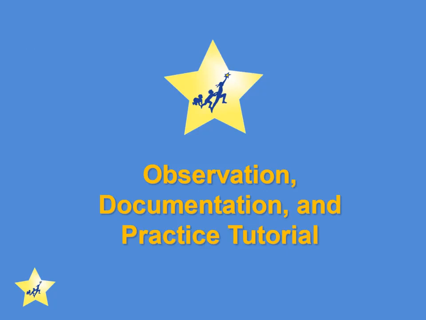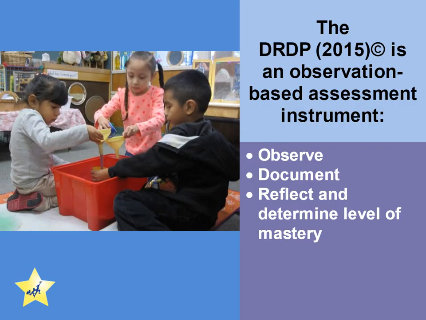The DRDP 2015 is an observation-based assessment instrument. In order to rate measures on the DRDP 2015, teachers observe children and collect documentation of growth and development over time during the course of the daily routine. Periodically, teachers reflect on what the collected evidence tells about each child and then determine a child's level of mastery on the DRDP 2015 measures.